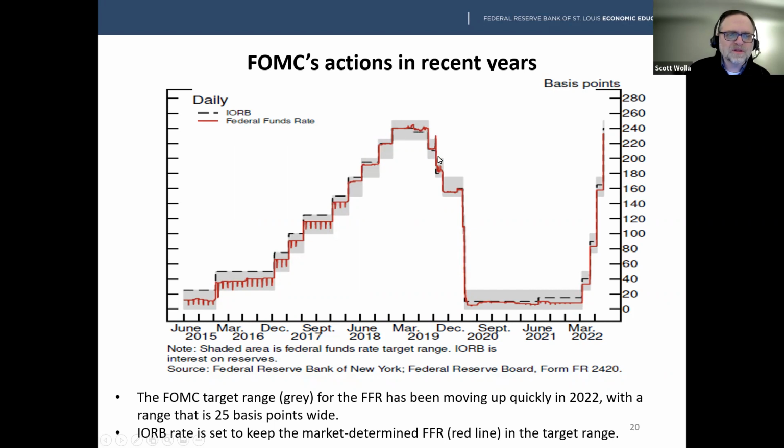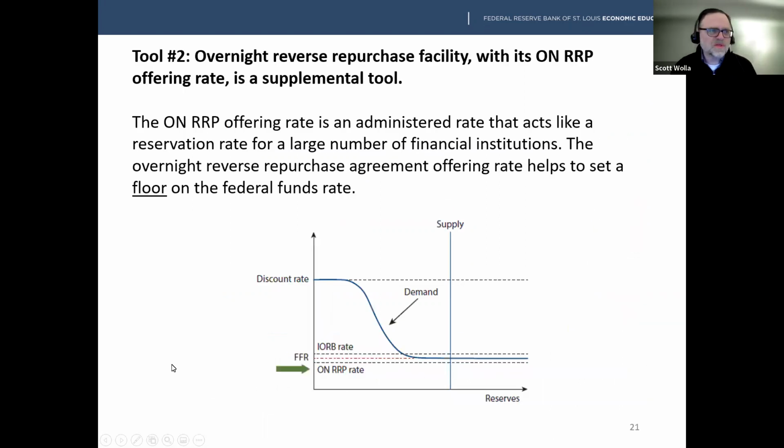And that continues. We keep going down. Okay, this is COVID. During COVID, the response was to lower interest rates again to zero. And you can see that the Fed uses interest on reserve balances to keep interest rates at zero, keeping it in that range. And now you can see the more recent increases in interest rates happen on the right-hand side. All right, so that's tool one.